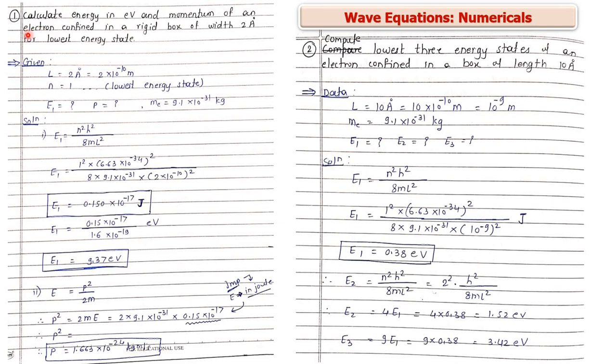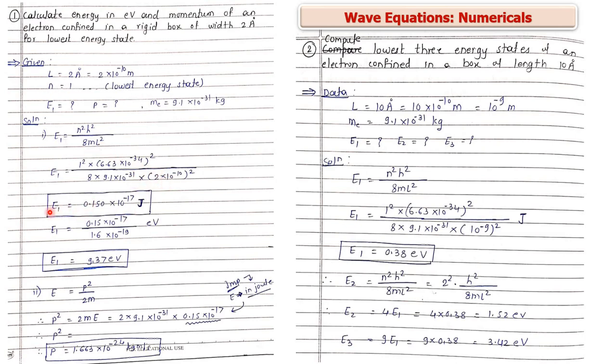Which particle is given, you have to see. Electron is given here, so you have to use the mass of the electron. So for energy you can use this formula. E1 is equal to this formula. Your lowest energy level, so n is equal to 1. The rest of the things you can write over here. L should be in meter.